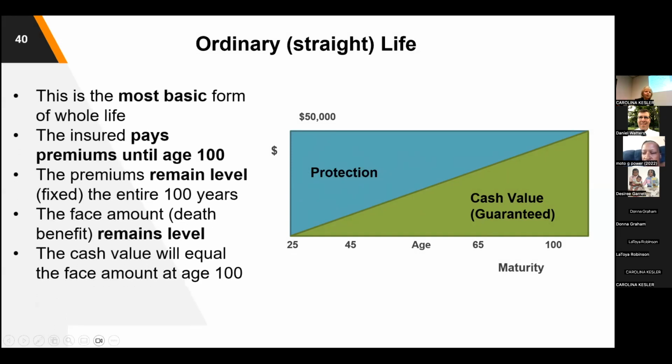It's the most basic form of whole life. The insured pays premiums to age 100. The premiums remain level or fixed the entire 100 years. The face amount or death benefit remains level. It doesn't change. The cash value will equal the face amount at age 100. So pay for it for 75 years, you're going to have $50,000. Whoopee. So if you had 50,000 of coverage, that's not even enough.